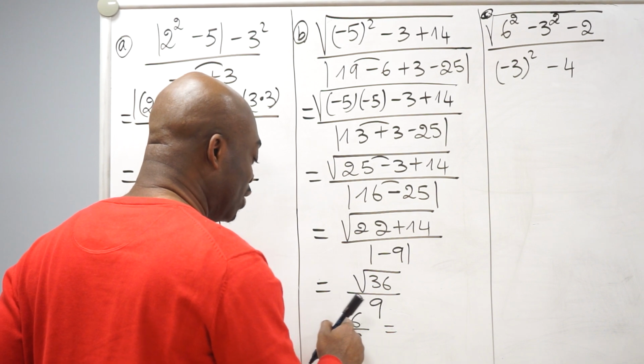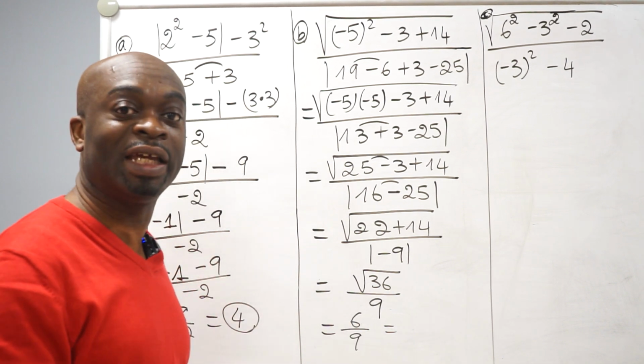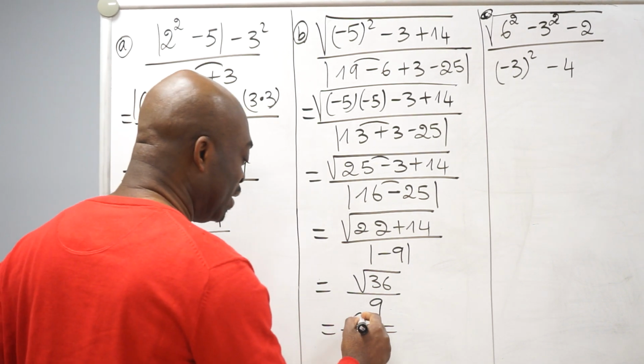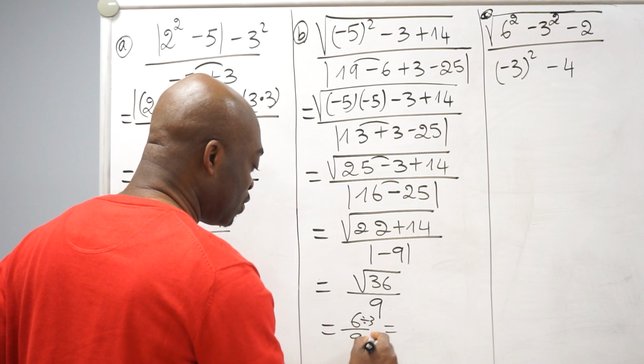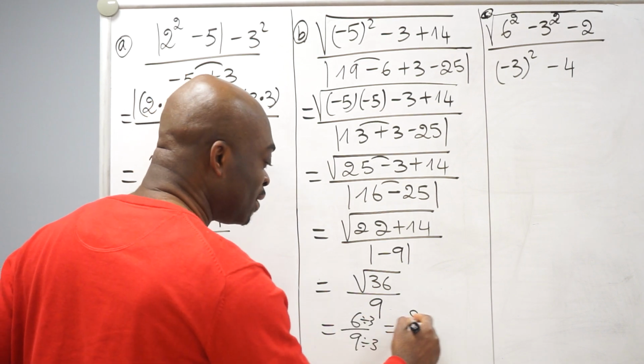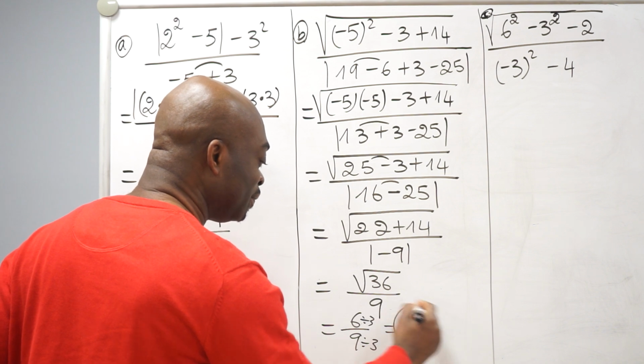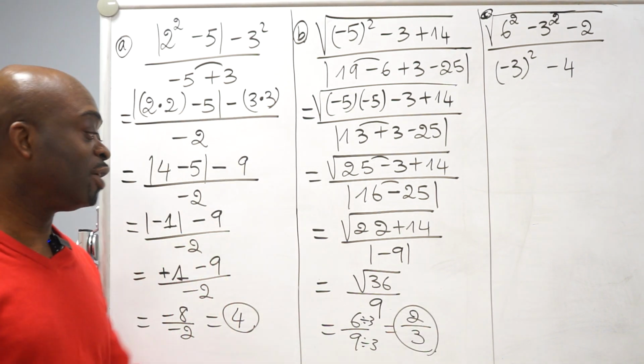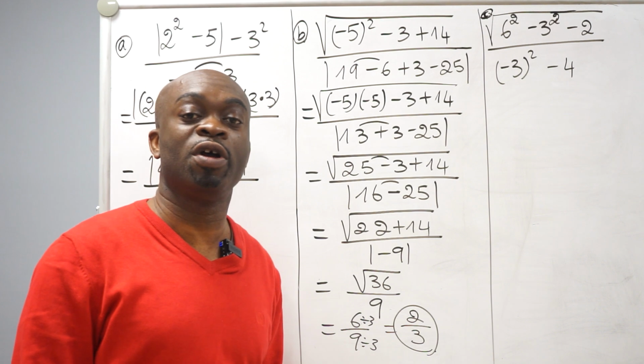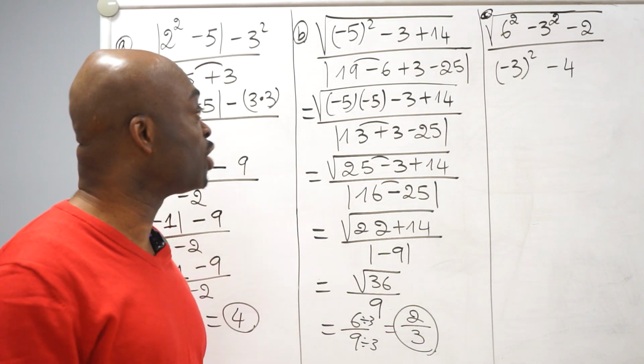So that means what? What's the number that can divide 6 and 9 evenly here? It's 3, right, everybody? So it's 3. So 3 can go into 6 twice, and 3 can go into 9 3 times. And ladies and gentlemen, you are finished. You have 2 over 3. All right, so that's for question B.